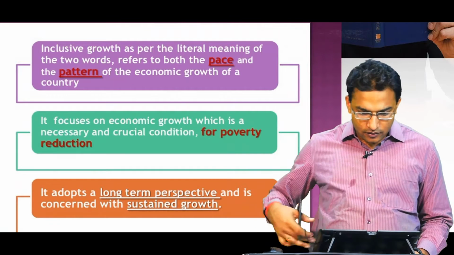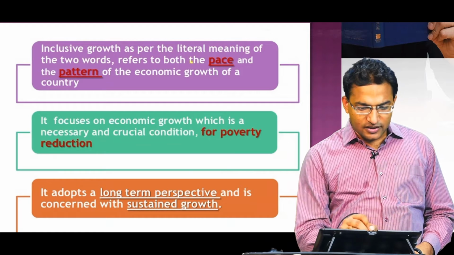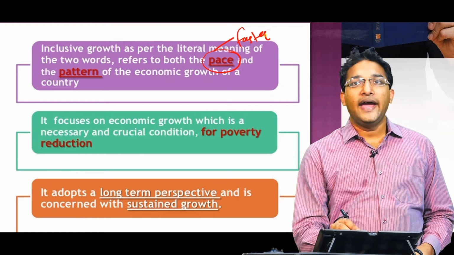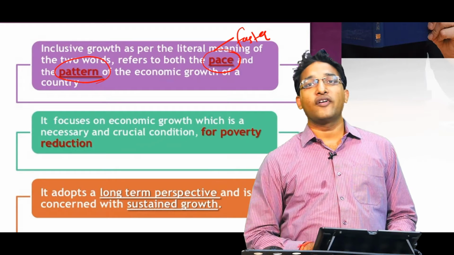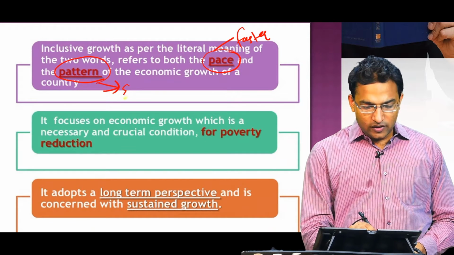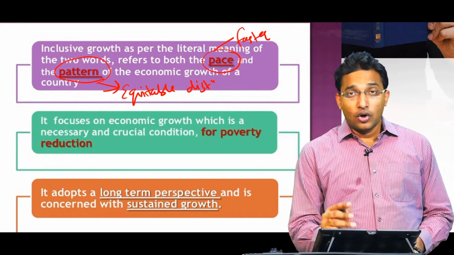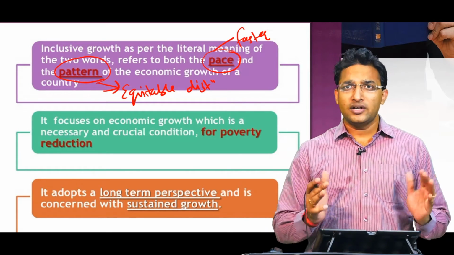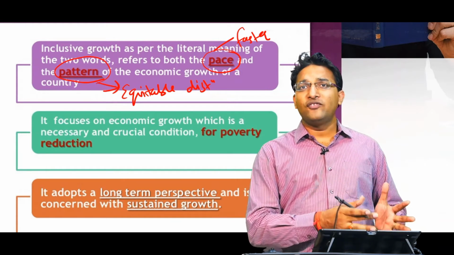So now, inclusive growth, as per the literal meaning of the two words, refers to both the pace and the pattern of economic growth of a country. Pace means faster, and pattern here basically means the equitable distribution. Like, who is the person who is generating this growth? Or who is the person who is getting the benefit of such growth?